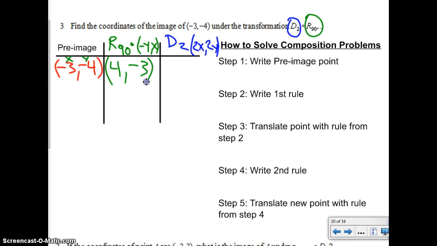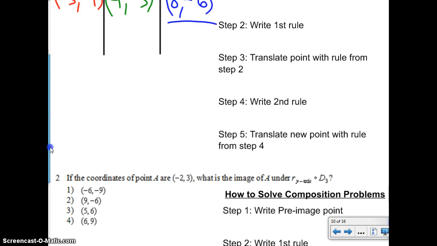So I just take each one of these points and I multiply them by 2. So 2 times 4 is going to give me 8. 2 times -3 will give me -6. And guess what? I am done. Final answer, 8, -6. Not so bad, huh? Let's look at one more.